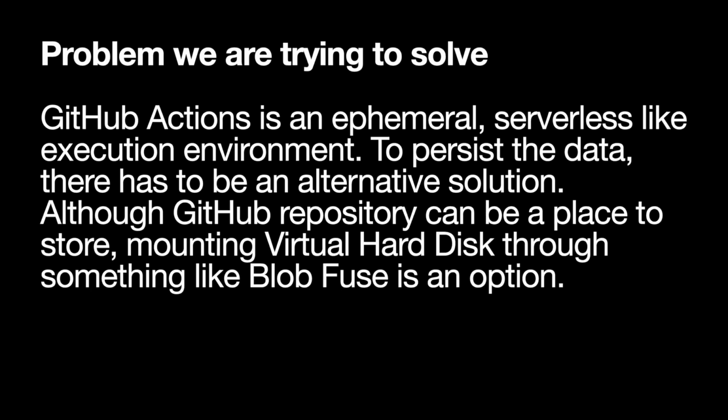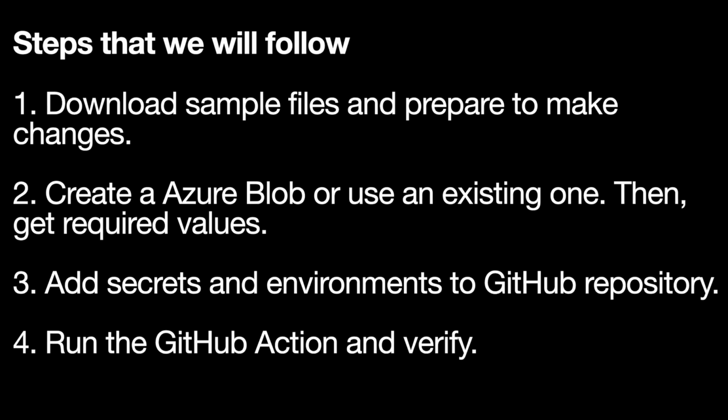Now, after covering all those terminologies, let's take a look at the actual problem we are trying to solve. Just to let you know, this is just an example. It's not the only situation where we can use a solution like this, but it's a good example. GitHub Actions is an ephemeral, serverless-like execution environment. To persist the data, there has to be an alternative solution. Although a GitHub repository can be a place to store, mounting a virtual hard disk through something like Blob Fuse is an option.